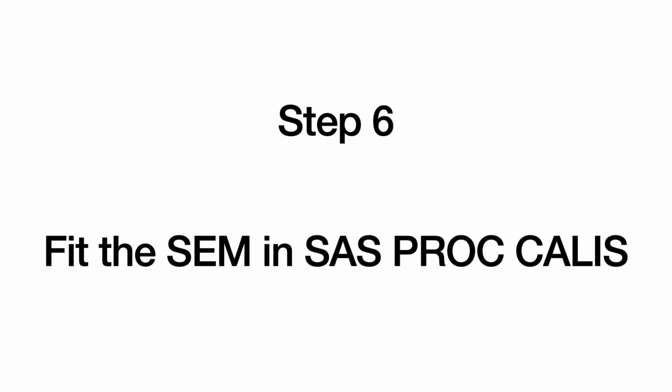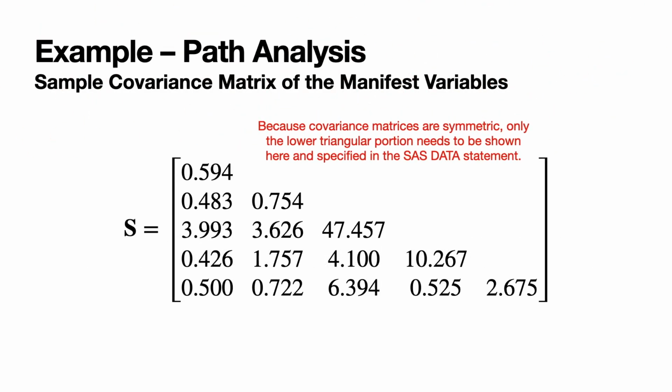Step 6, we fit the SEM in SAS PROC CALIS. And so here is the sample covariance matrix. Because covariance matrices are symmetric, only the lower triangular portion needs to be shown here and specified in the SAS data statement.